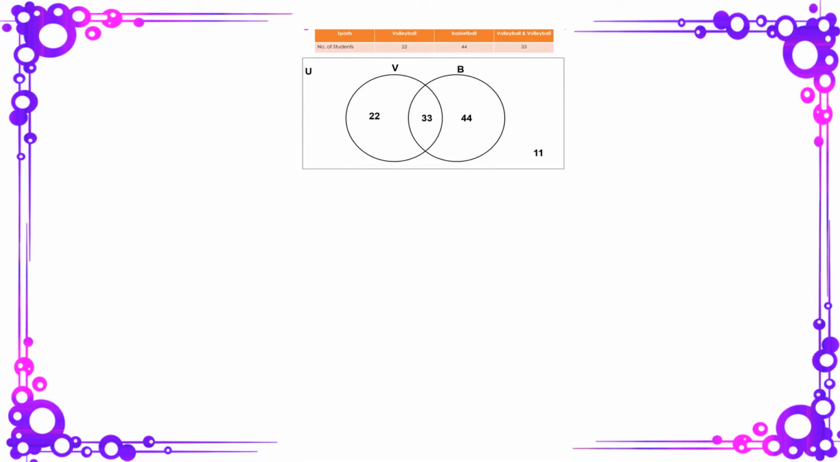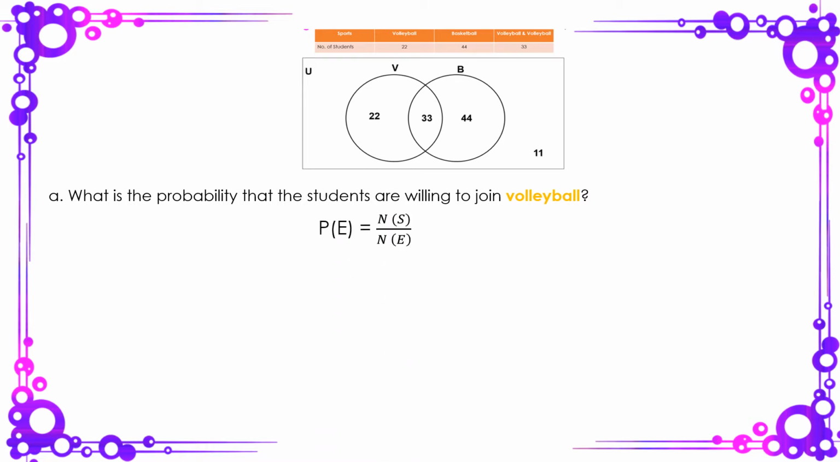So, we are done analyzing and then creating a Venn diagram for our problem. Let us now try to answer letter A. Again, here is our Venn diagram. And the question for letter A is, what is the probability that the students are willing to join volleyball? So just use our formula P of E is equal to N of S over N of E.